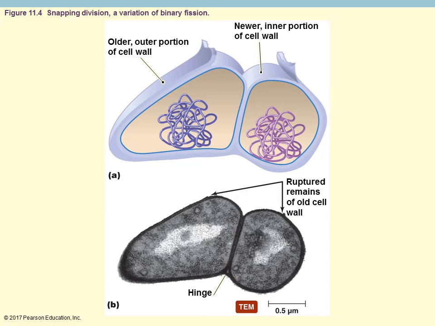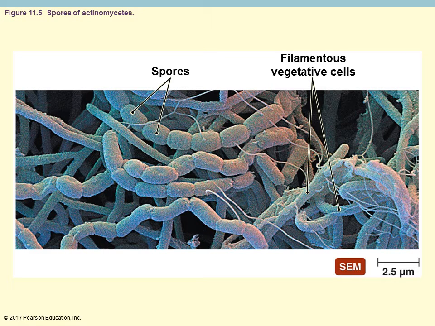Snapping is a variation of binary fission. You basically form a new cell wall. The older one is going to literally snap it because it bends a little bit, it ruptures. It's almost like you have a hinge there that you're moving. And then some will produce spores.